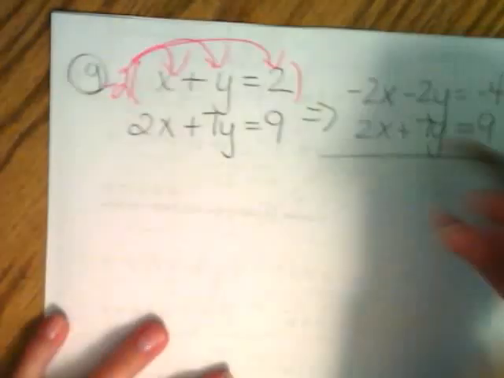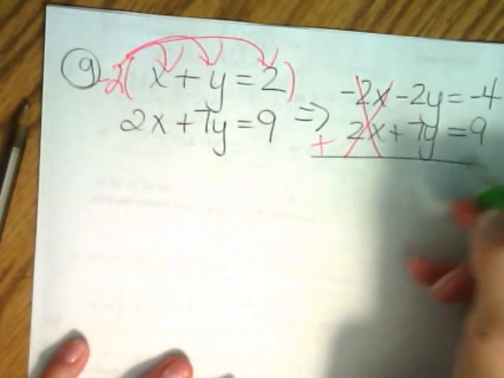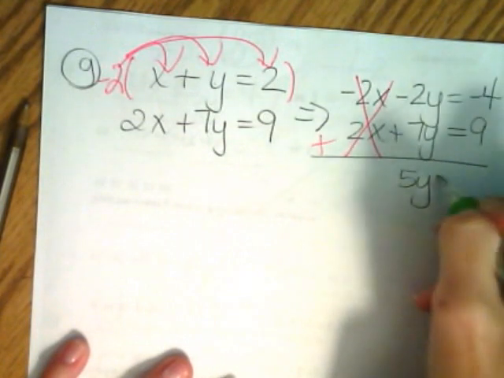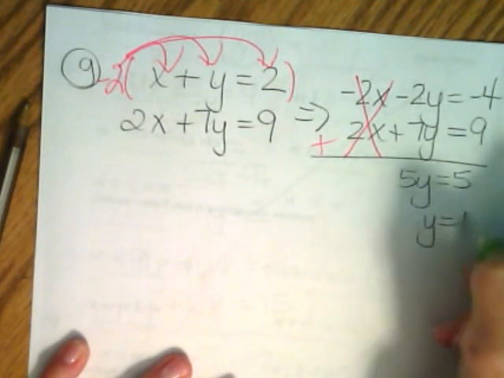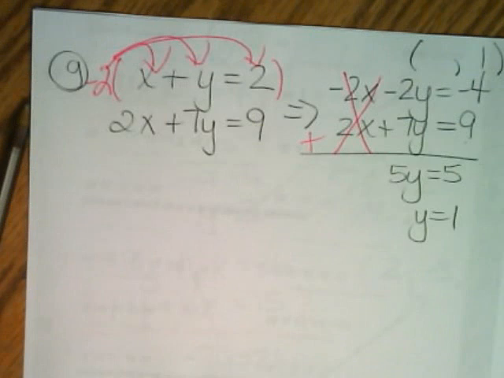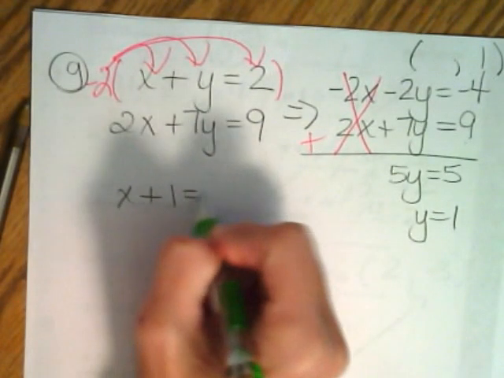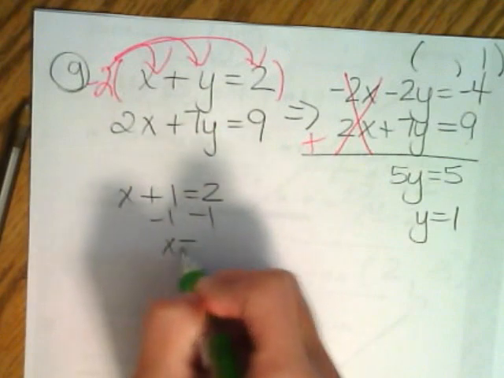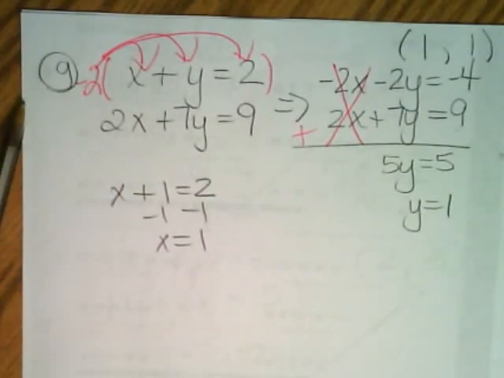And now you notice you have a zero pair, and you can add the two equations. -2 plus 7 is 5y. -4 plus 9 is 5. So y is 1. Now plug that back in. And your solution is 1, 1.